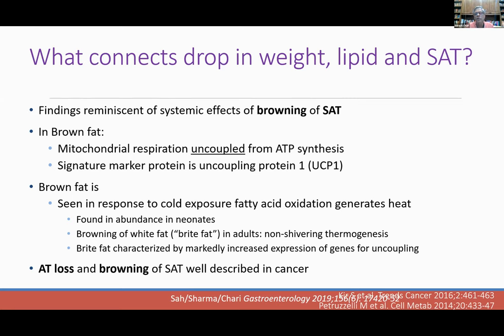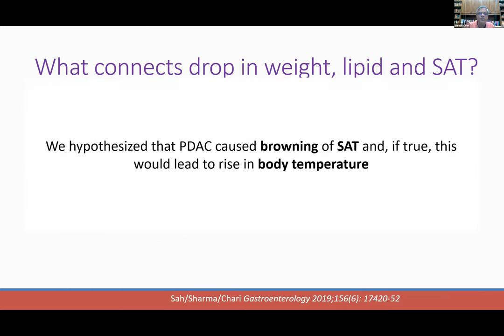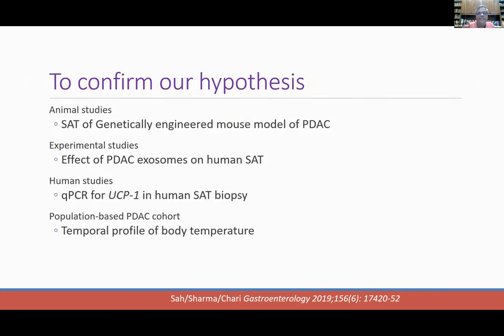But in adults, there's browning of white fat, called bright fat or beige fat, and it is associated with non-shivering thermogenesis. It is associated with increased expression of genes for uncoupling. The loss of adipose tissue and browning of subcutaneous adipose tissue is well described in cancer. So we hypothesized that PDAC caused browning of subcutaneous adipose tissue, and if true, this would raise body temperature because ultimately browning leads to generation of heat.